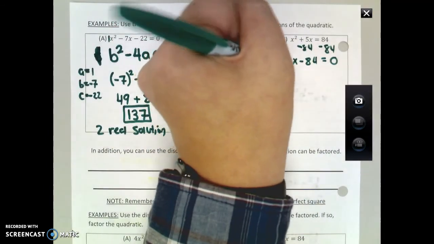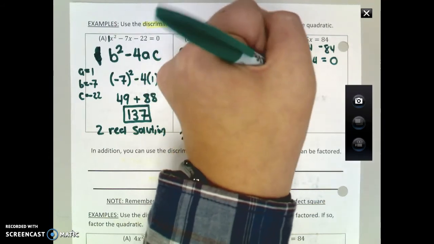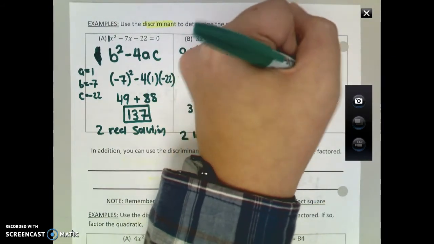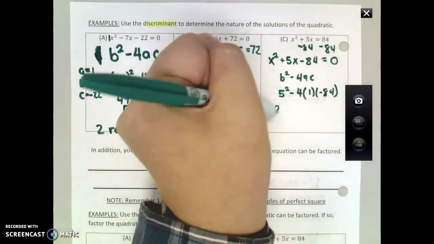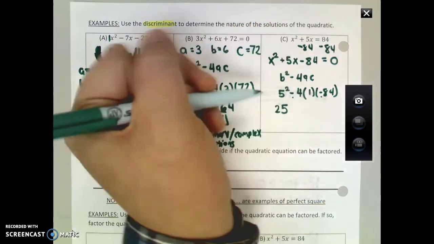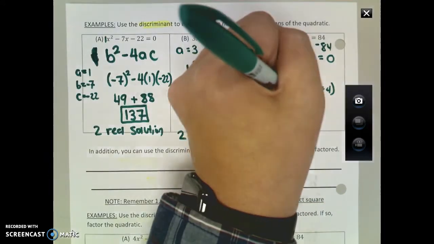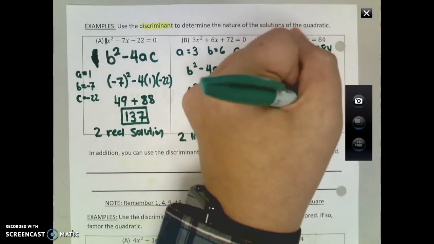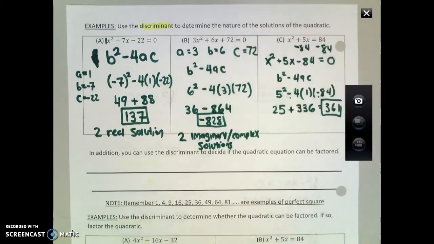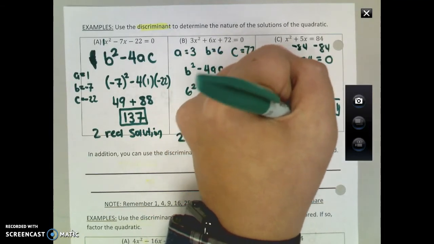And so again, it's b squared minus 4ac. b is 5, so 5 squared, minus 4. a is 1. c is negative 84. And there's my discriminant. Now I just have to do a little bit of work. So I end up with 25, a negative and a negative. Once again, that's going to make this a positive number here. And so 4 times 84 times 1 is 336, and when I add those together, that gives me 361. Since it's a positive number, that means just like the first example, I'm going to have 2 real solutions here.